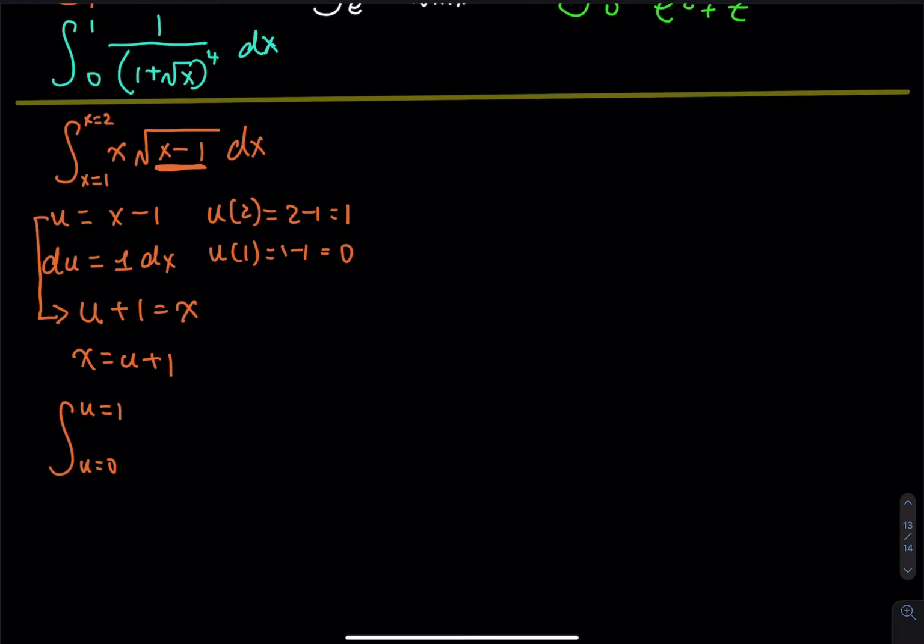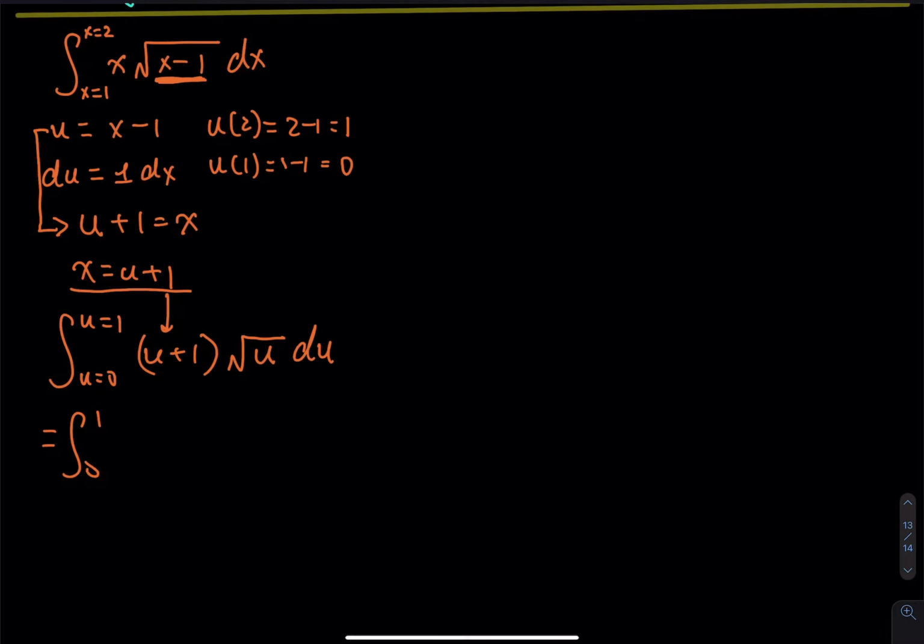So the x outside of the integral is now u plus 1. And then the square root is a square root, the x minus 1 is a u, and then du. So there will be no more x here. And from 0 to 1, this is u to the 1/2. So we have u to the 1/2 times u to the first: 1/2 plus 1 is 3 over 2, and then plus u to the 1/2 du.